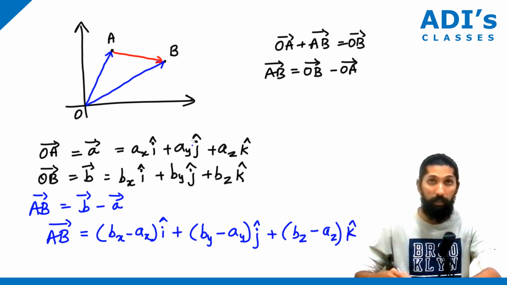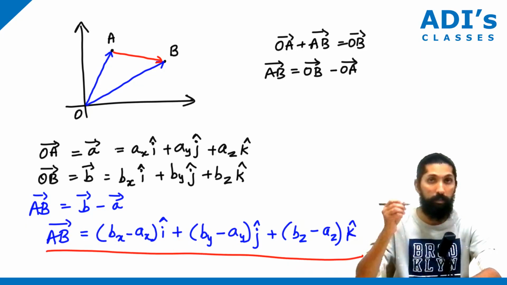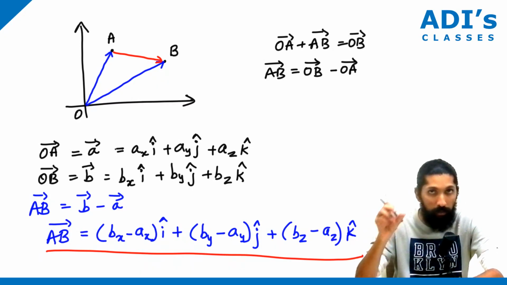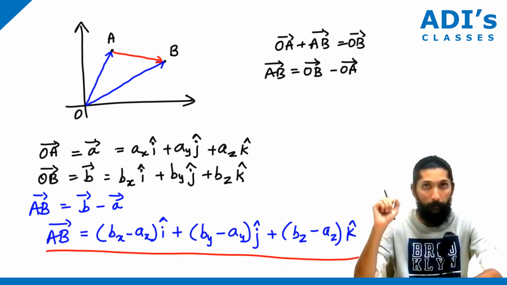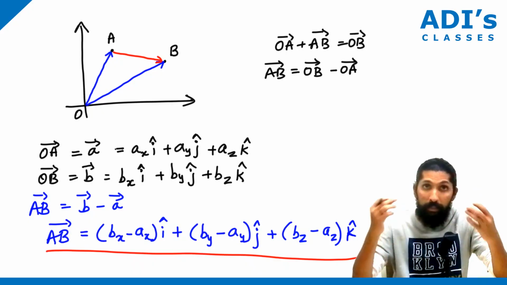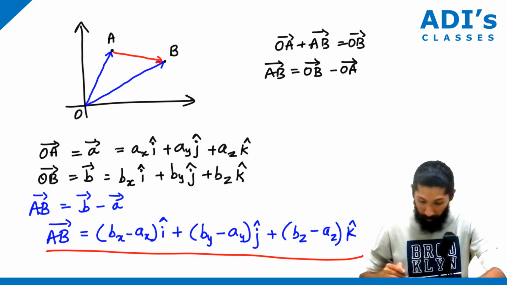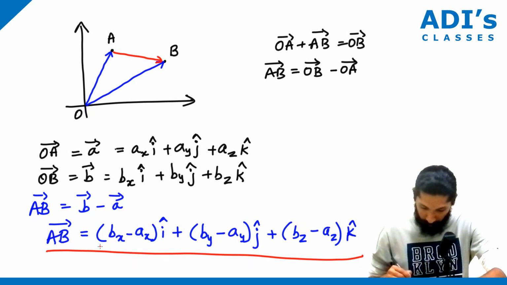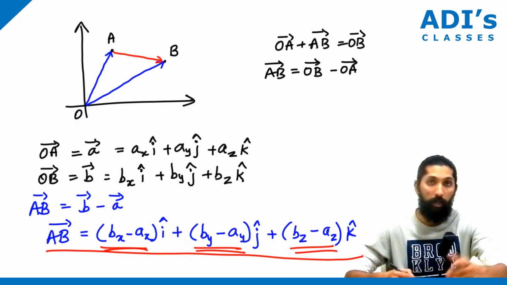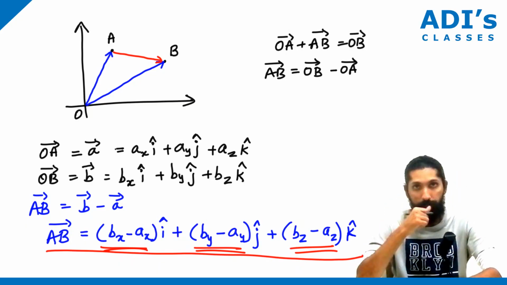So whatever we just saw, this is the distance between the 2 points, or you can also say it is the length of the vector between the 2 points. Now, when you say length, I'm not talking about the magnitude, I'm talking about the vector itself. If you need the magnitude, then what do we do? We do root of square of this plus square of this plus square of this, like how we did root of ax square plus ay square plus az square. Same way we do this one.